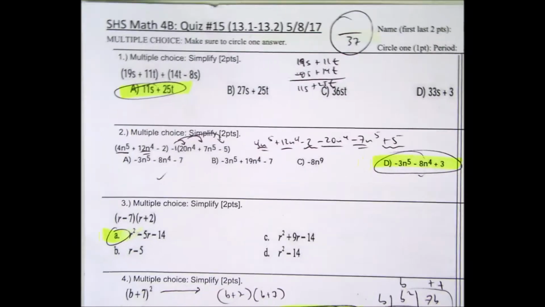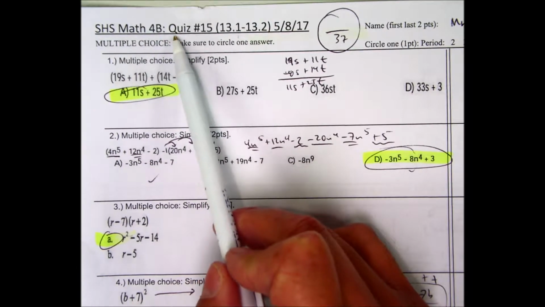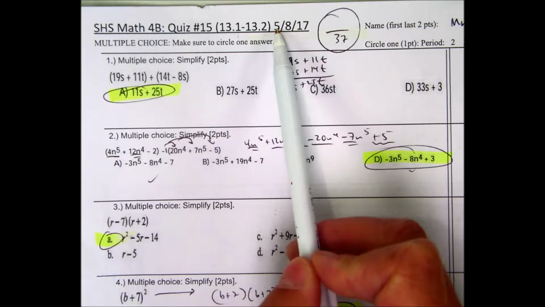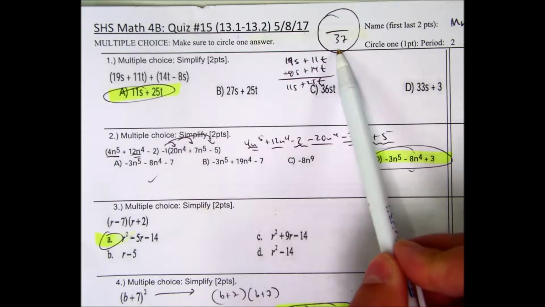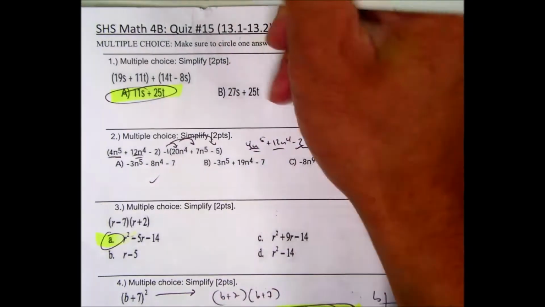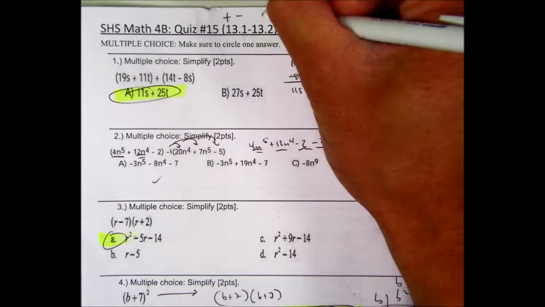Alright, this is your quiz corrections for quiz number 15. This was on May 8th, 2017. It was 37 points. This was on addition and subtraction. And this one was on multiplication.